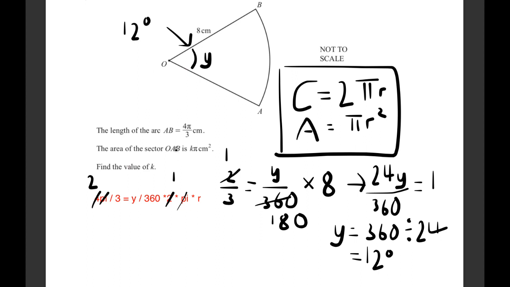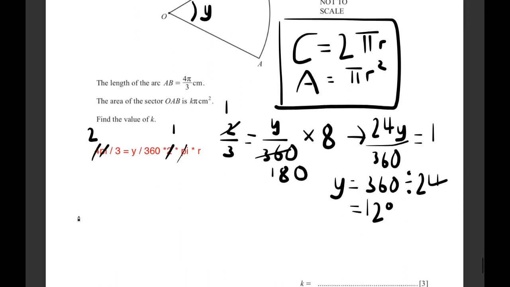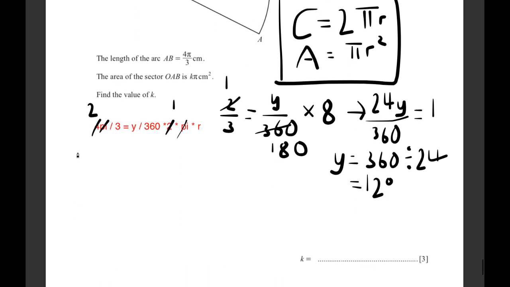And now the area of the sector is k pi centimetres squared. Okay, that should be easier to work out. I might have to drag this down slightly. So k pi is equal to the angle, so that's 12 over 360. Now we're going to use the other formula times, a lot of things are going to cancel, which makes me happy, pi times the radius squared. The radius is 8, so that's going to be 64.